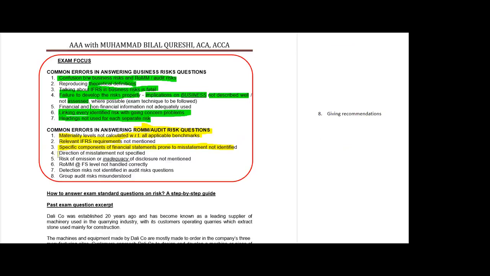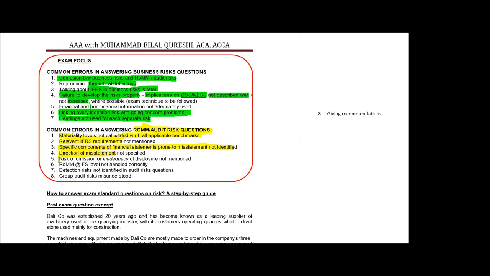You also need to specify the direction of misstatement, that is whether it is an overstatement or an understatement. You don't have to just say inventory would be misstated. That's not an answer. You have to specify what would be the direction of the misstatement.